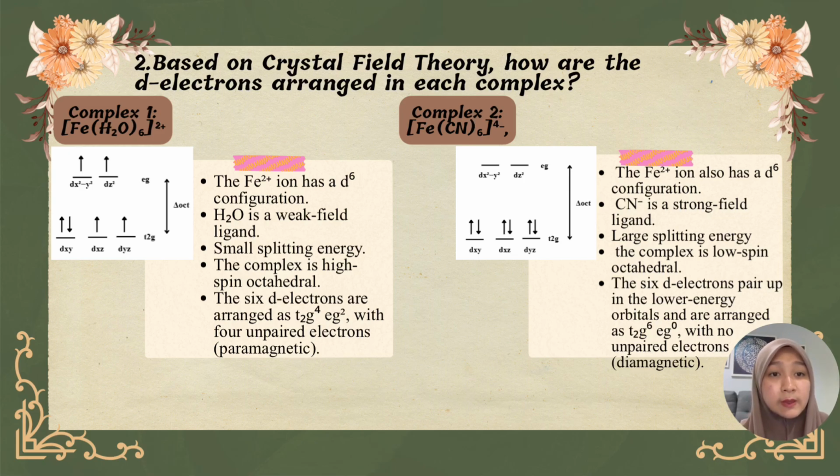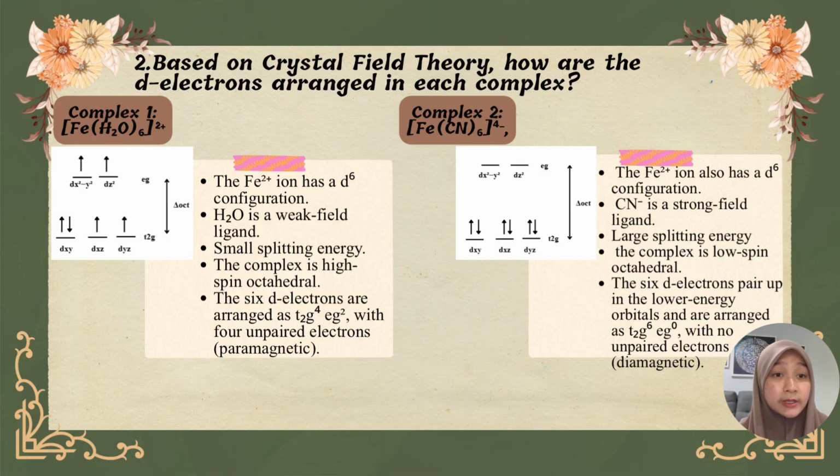Since the splitting energy is smaller than the electron pairing energy, electrons will occupy the higher energy eg orbitals before the pairing up occurs. Therefore, the 6 d electrons are arranged as t2g4 eg2, with 4 unpaired electrons. This makes the complex a high spin complex, and it is paramagnetic.